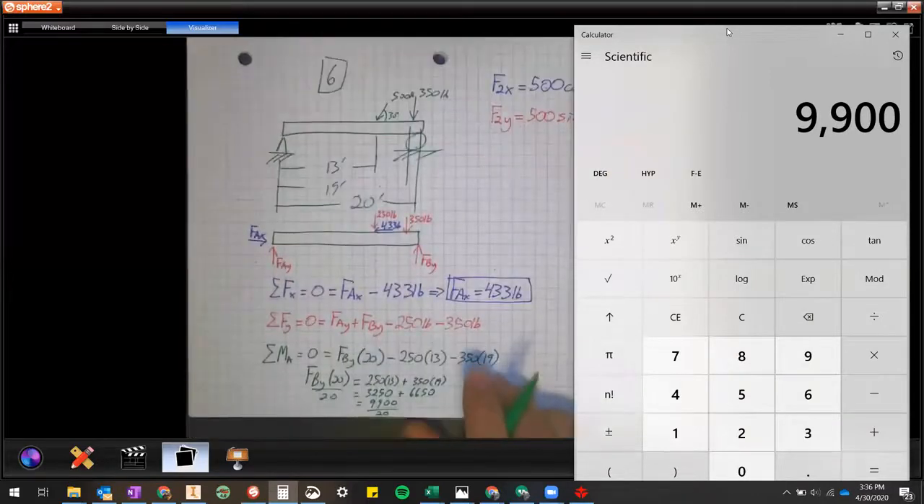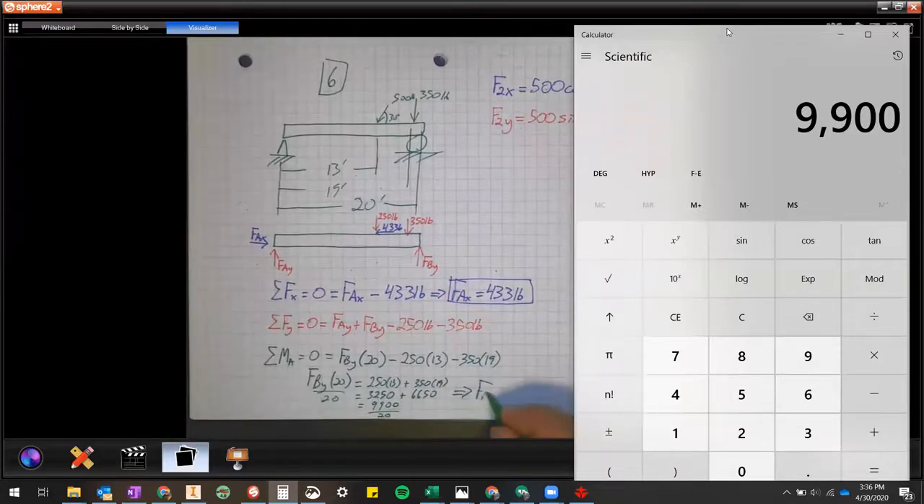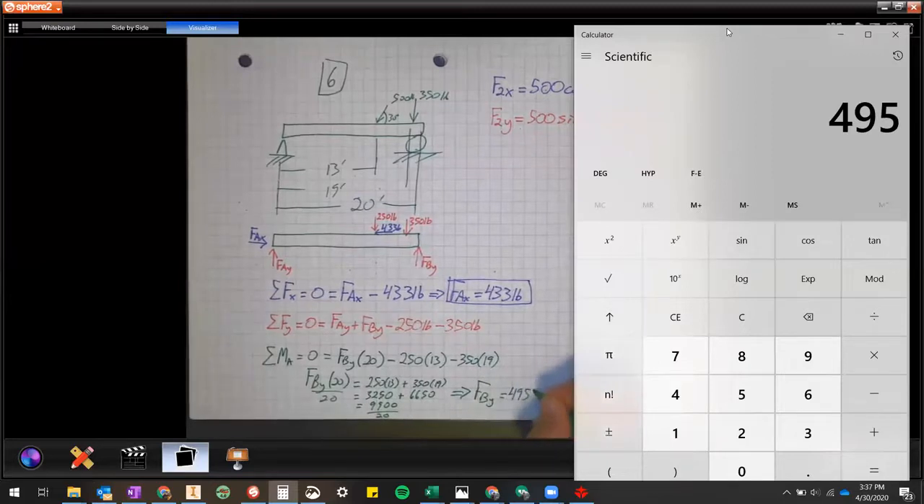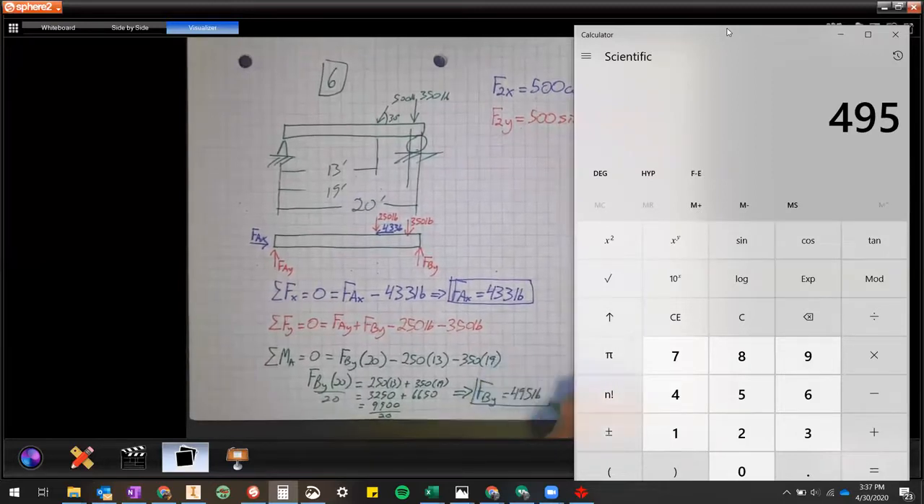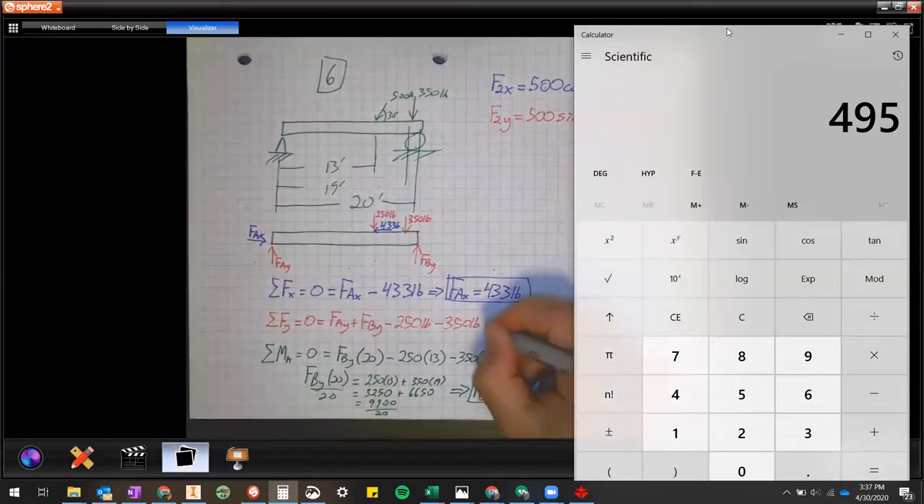I take that divided by 20. FBY is equal to 9,900 divided by 20, which is equal to 495 pounds. There we go. So then I take that now and plug it in back up here, and problem solved, literally.